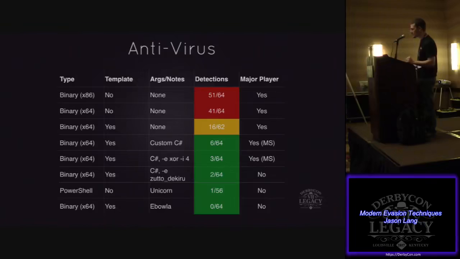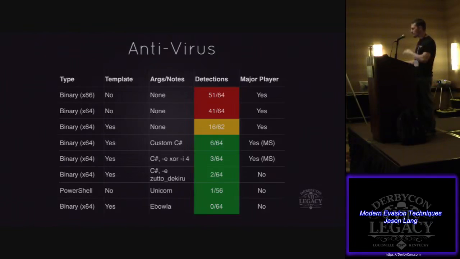And then as we go down here, this is where the real money is. I didn't know that Metasploit had an encoder called Shikata Ga Nai. I had never even heard of that. But they do, and it's awesome, because Microsoft thinks that's cool. And if you are familiar with Unicorn, Unicorn is only 1 of 56, and then Ebowla, which is the real magic, is 0 of 64.